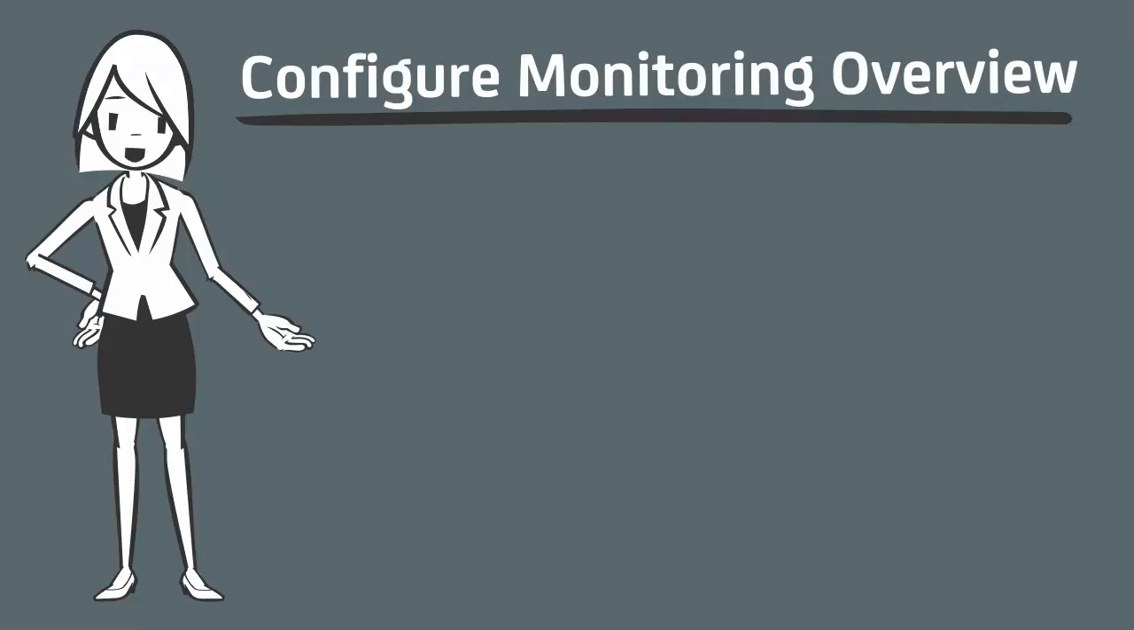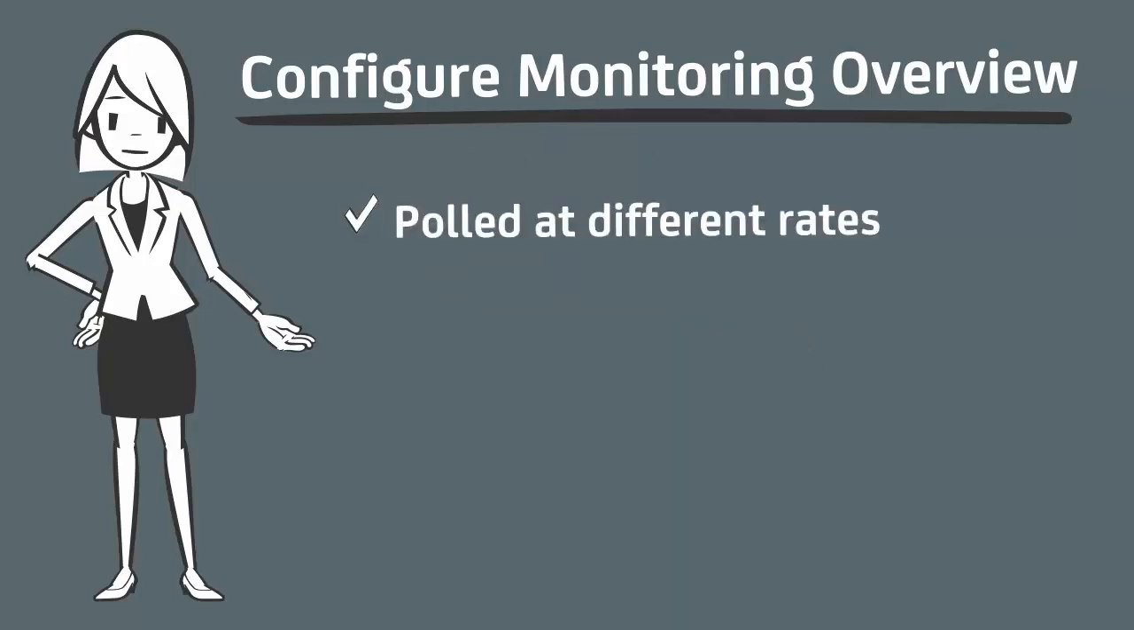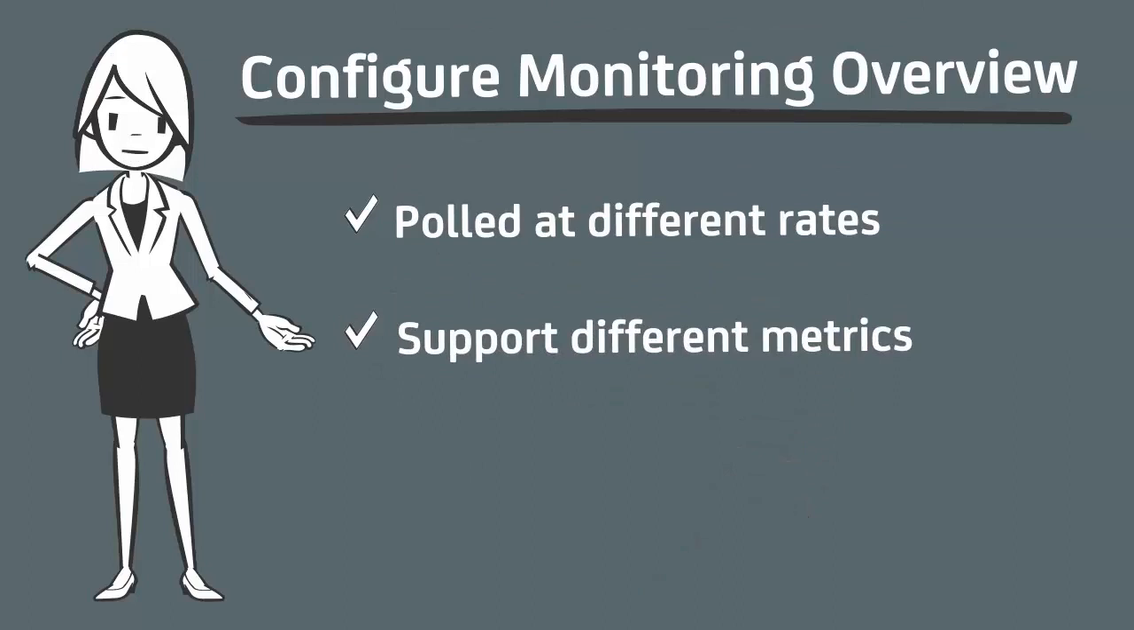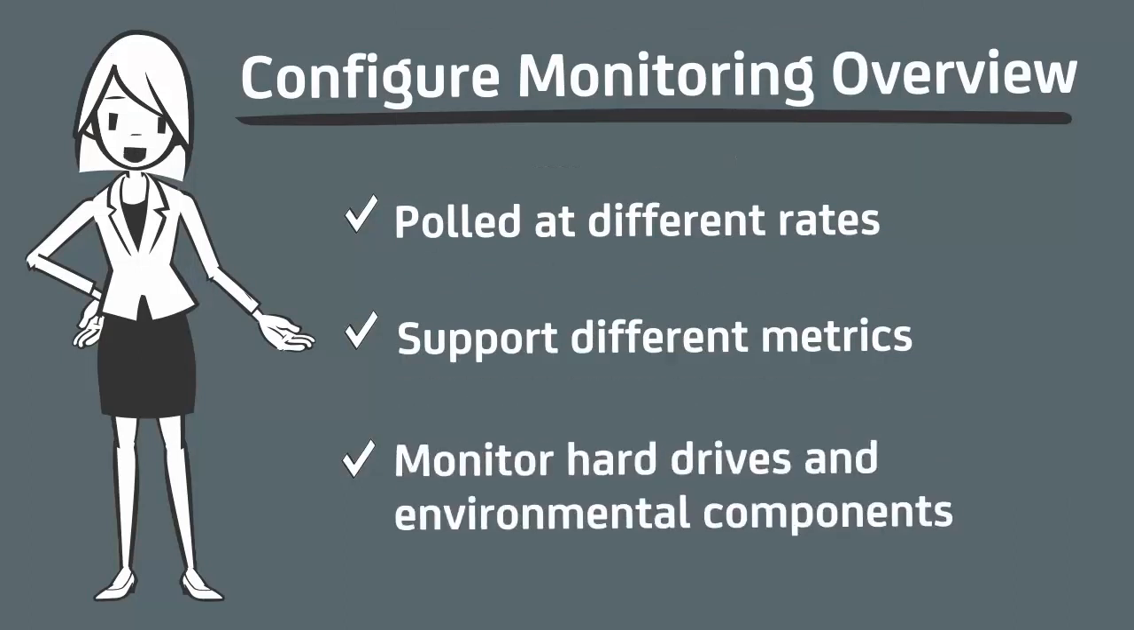Considering the diversity of modern networks, you cannot adopt a one-size-fits-all strategy for polling devices and interfaces. Some devices and interfaces need to be polled at different rates, while others might support different metrics. You may also want to monitor different aspects of a device, such as hard drives and environmental components.